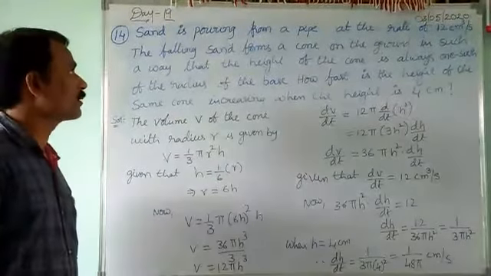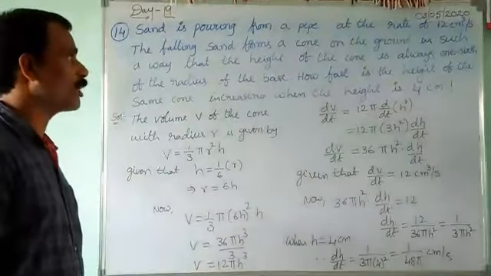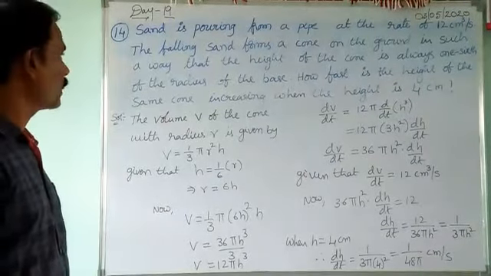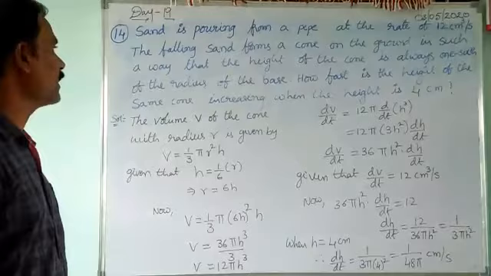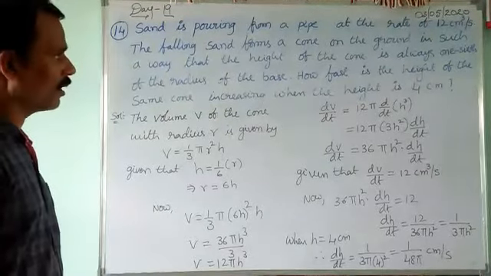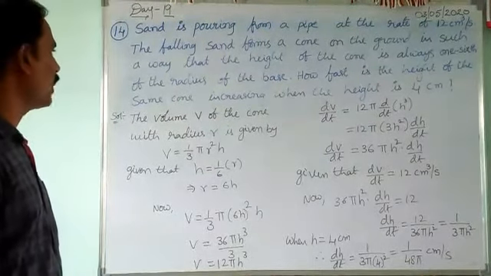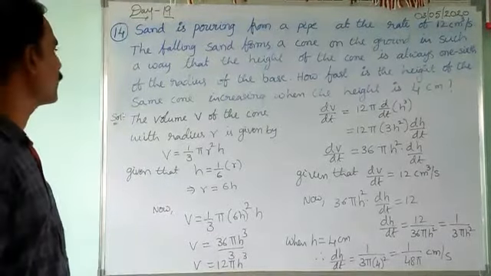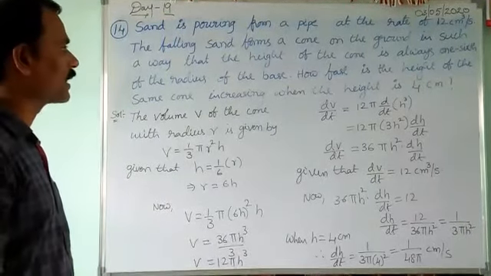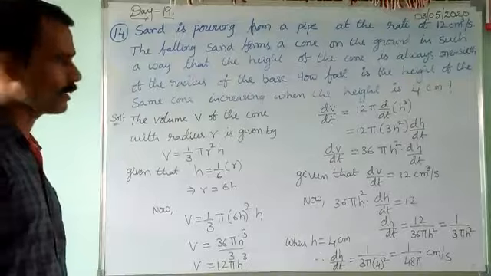Sand is pouring from a pipe at the rate of 12 centimeter cube per second. The falling sand forms a cone on the ground in such a way that the height of the cone is always 1/6 of the radius of the base. How fast is the height of the cone increasing when the height is 4 centimeter?